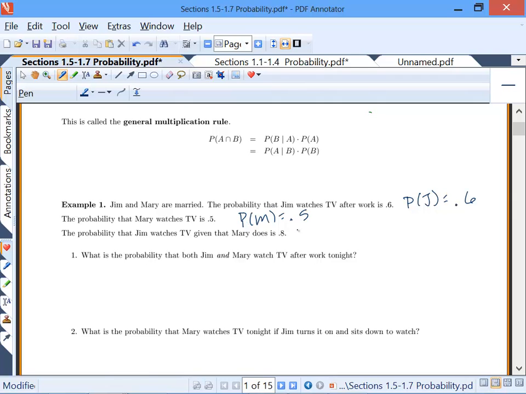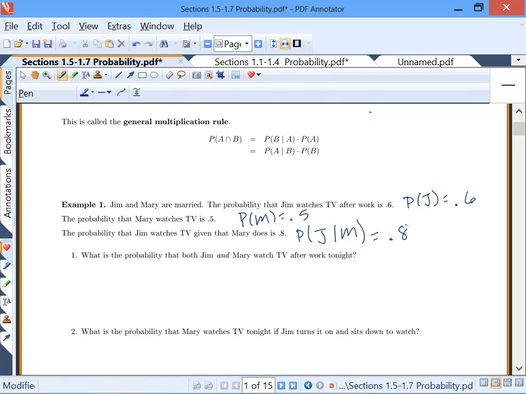How would I write that conditional statement? J given M. So the thing that we know is that Mary's watching TV, and that is 0.8. So we know Jim has a 60% chance he's going to watch TV. Mary is 50%. But if Mary's watching TV, then the probability that Jim watches it is 0.8.